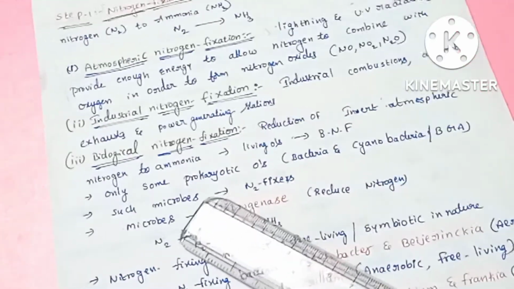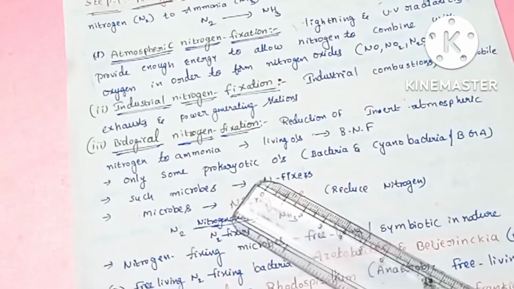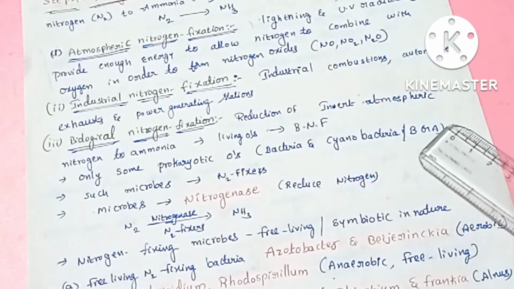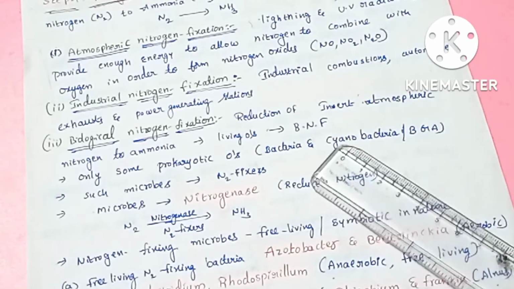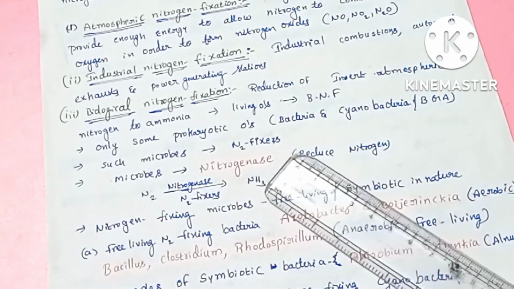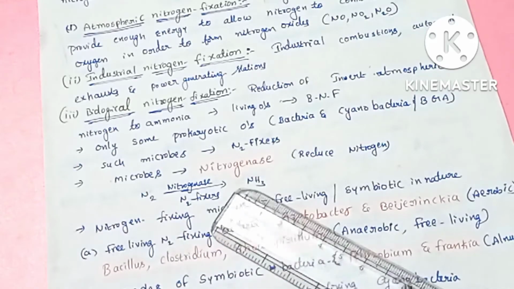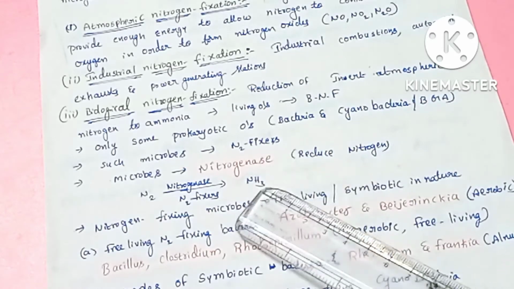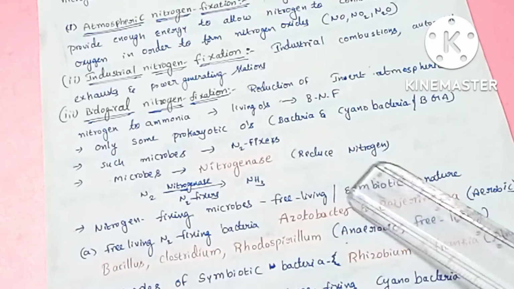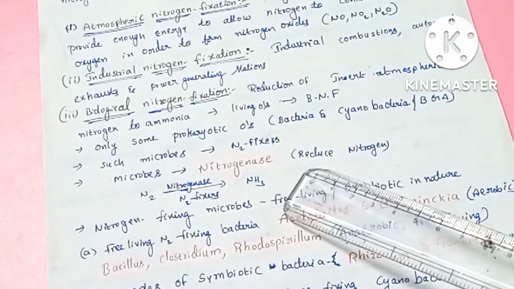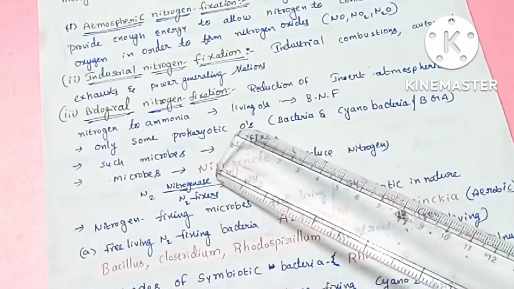What are the living organisms participating in this? Some prokaryotic organisms, meaning bacteria and cyanobacteria. Cyanobacteria are also called blue-green algae. These organisms fix atmospheric nitrogen, and the microbes which fix atmospheric nitrogen are called nitrogen fixers. These microbes have an enzyme called nitrogenase. By means of this enzyme, they are able to fix atmospheric nitrogen, as nitrogenase has the ability to reduce nitrogen. In biological nitrogen fixation, the inert elemental form of nitrogen is converted into ammonia by the nitrogen fixers using the enzyme nitrogenase.